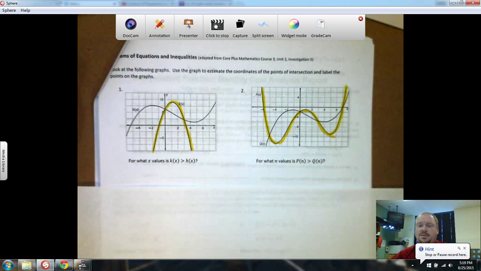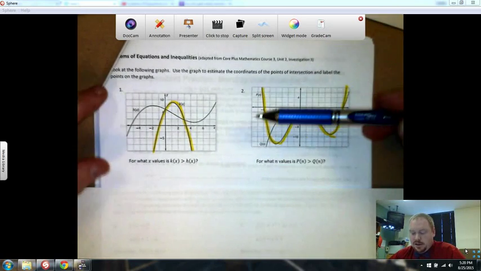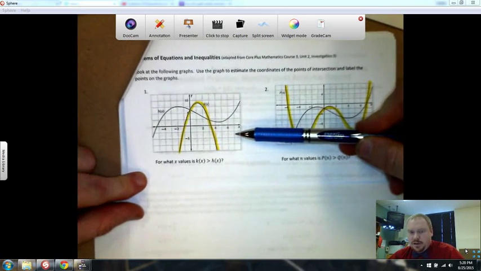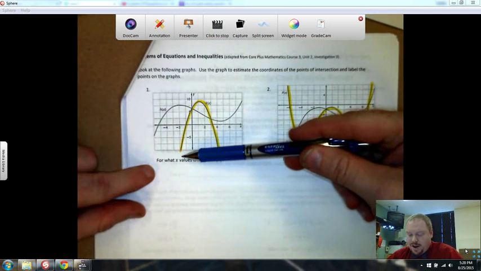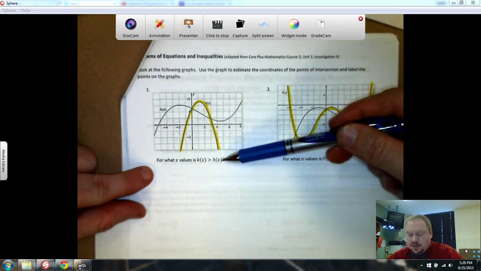In this video, we're going to compare linear equations as well as inequalities and polynomial equations and inequalities. So it's not just going to be straight lines, we're also going to have these wavy shapes here. So in this first graph, it says, for what x values is k of x greater than h of x?